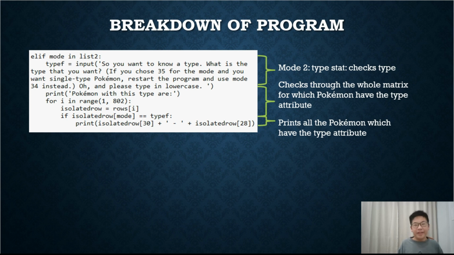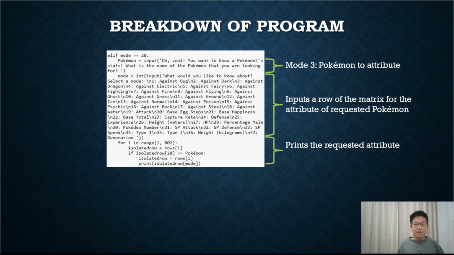Now we come to the most complicated mode to describe. Mode 3, Pokemon to attribute. So, let's say you want a Pokemon. I'll choose Shaymin, it's my favorite. So it inputs a random matrix for the attribute of the requested Pokemon. Basically what Python's doing behind the scenes is that it has this whole database and it's going to row Shaymin, and you have 38 columns. You can see I removed 28 here because you just don't want to find out a name from a name. So it prints the requested attribute. That's basically how it works.